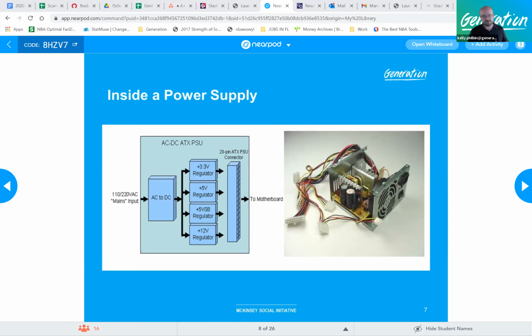So, quick question. More and more you're seeing the glass side or plexiglass sides of the units, because you want to show off the components they have inside.